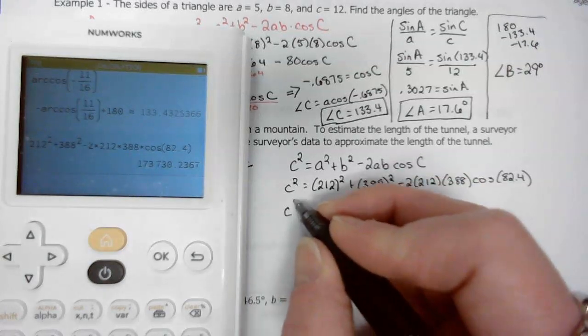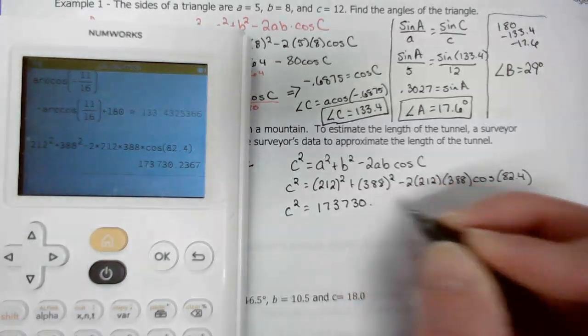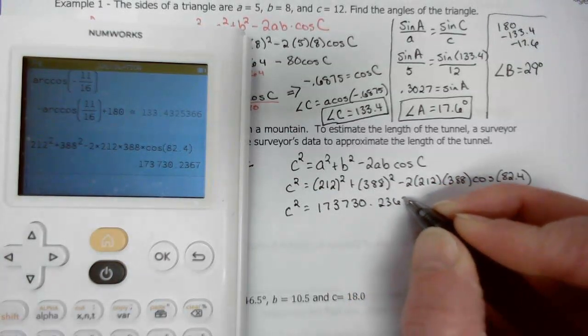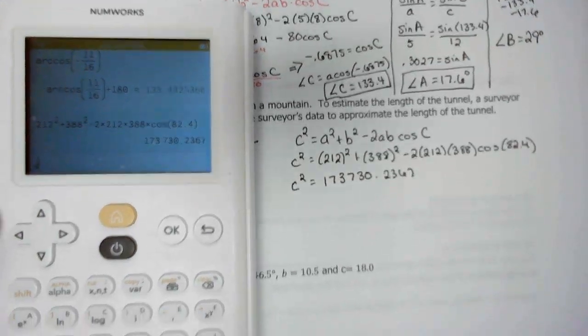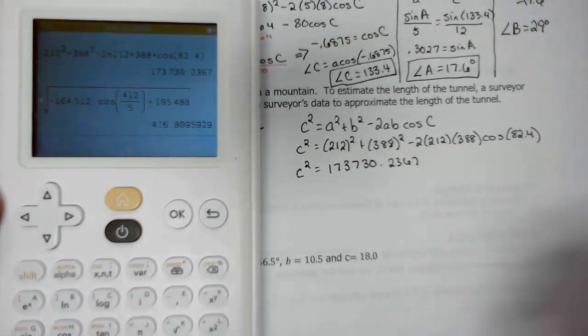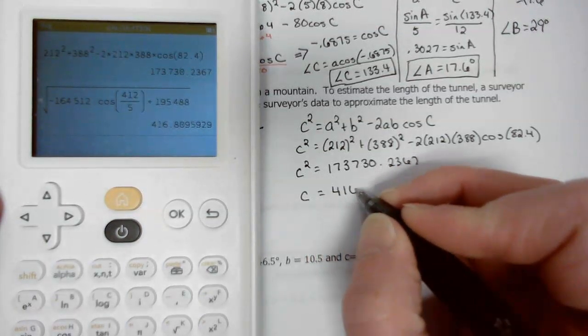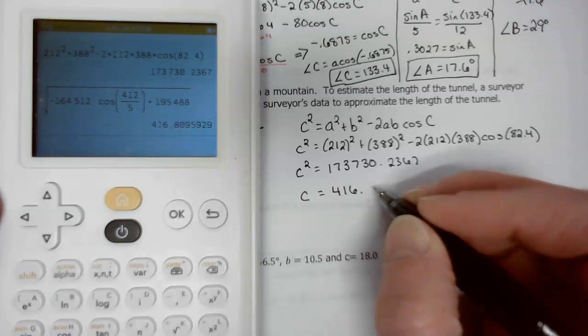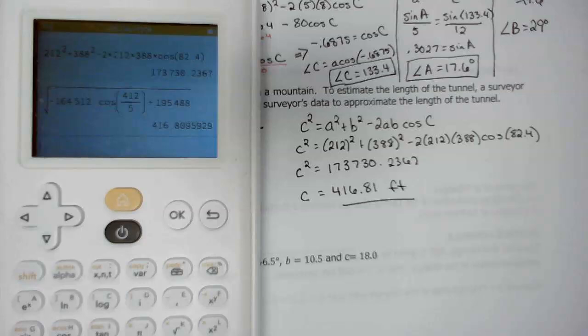And so I get that c squared equals 173,730.2367. But that's what c squared equals. So I'm going to take the square root, and I'm going to press the ANS button. And now I've got 416.809, so that'd be 81, and that's in feet.